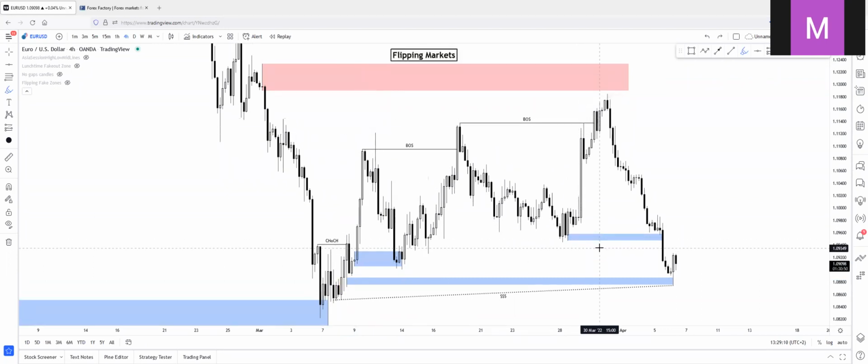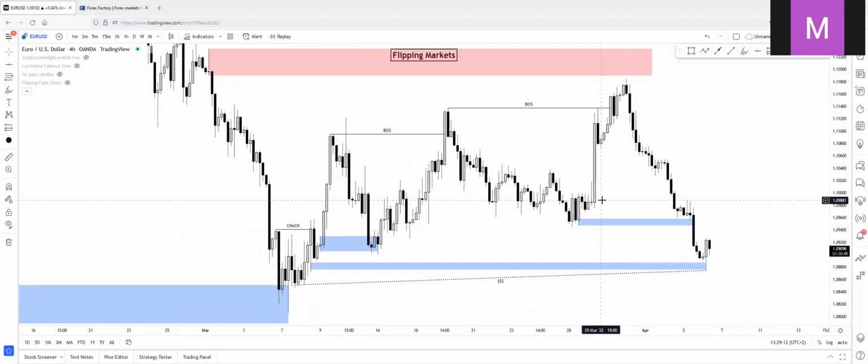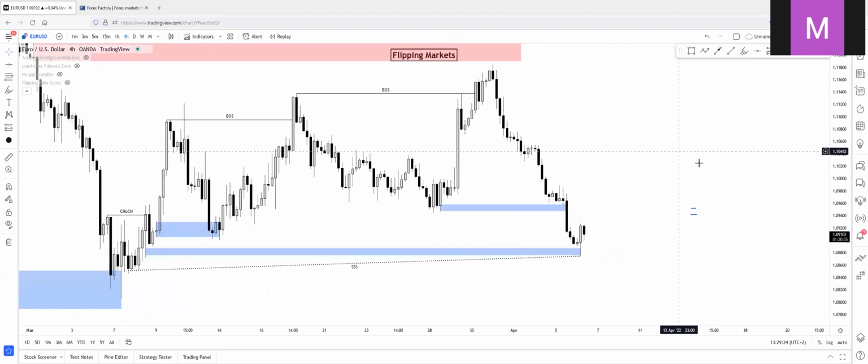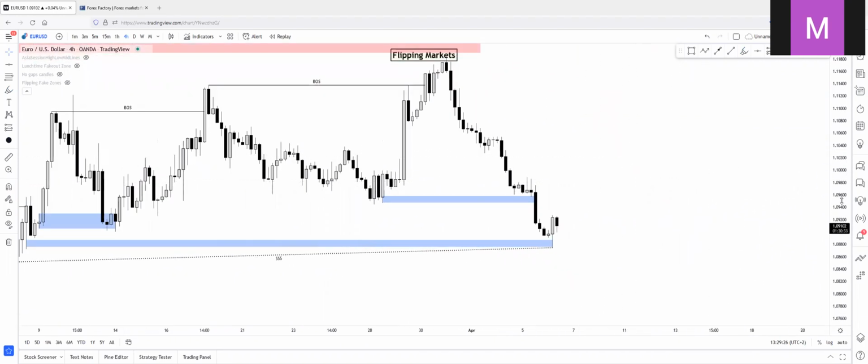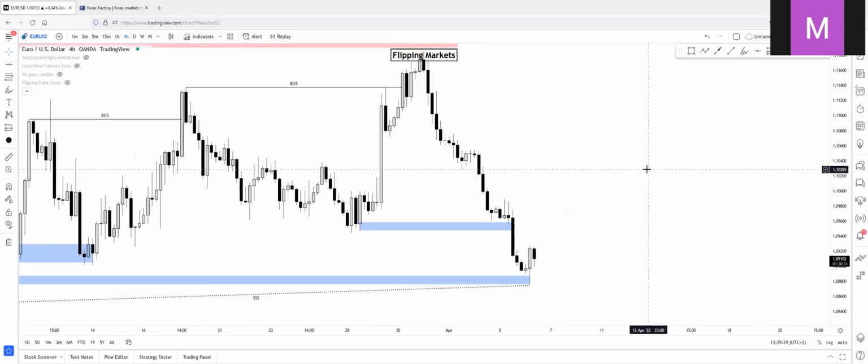Okay, what can we do? I'm asking you, what should we mark next? What should we do right now? What are we looking for? Supply. Exactly. Thank you, guys. We are looking for a supply reaction. And that supply zone will be our target point with the longs. Okay.